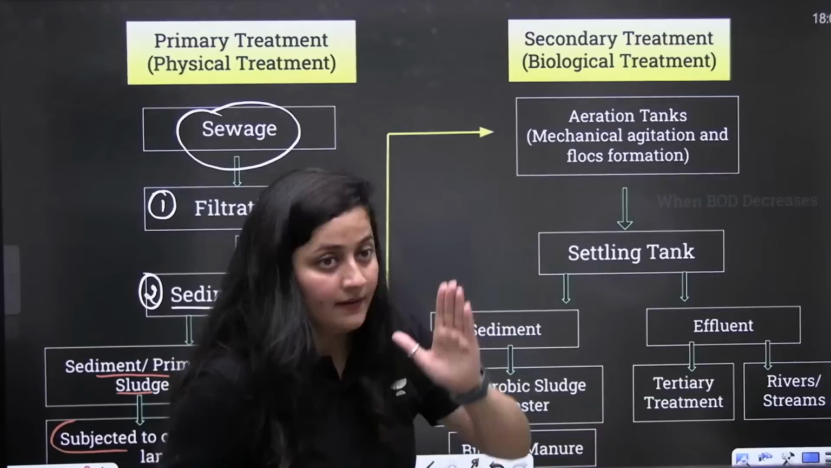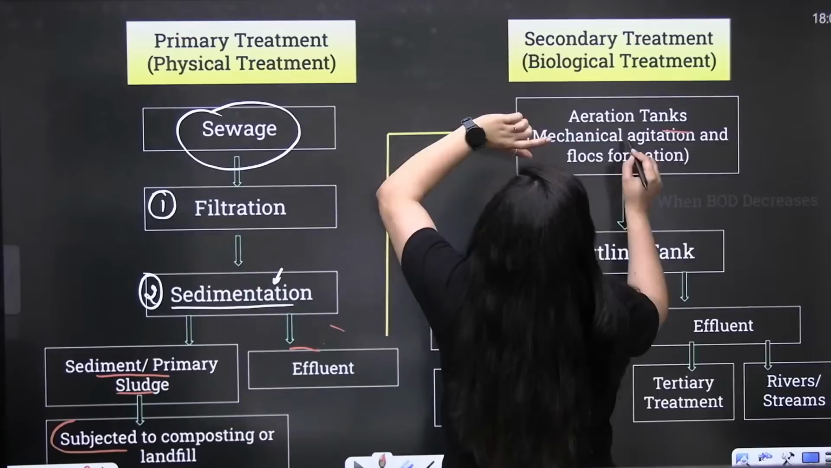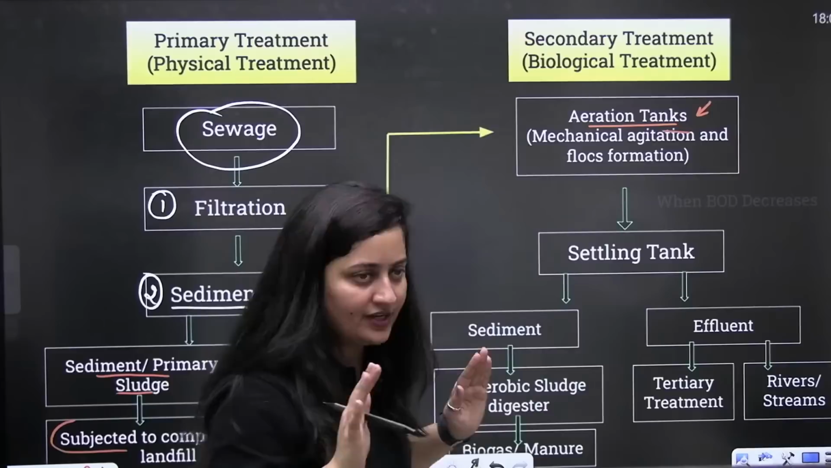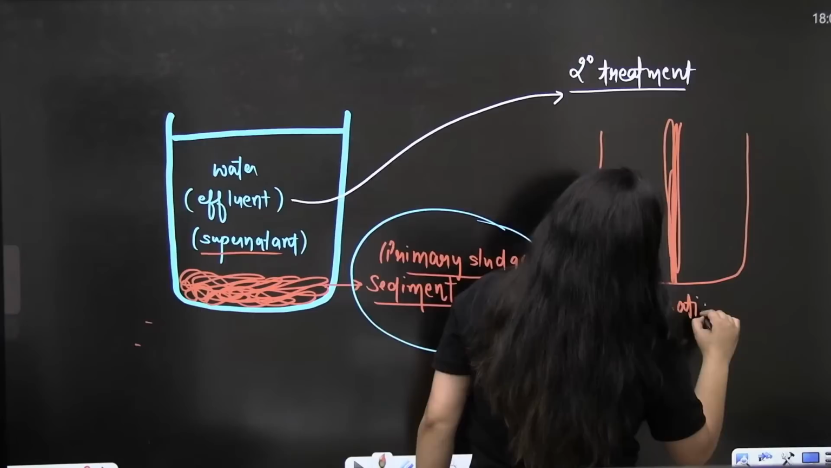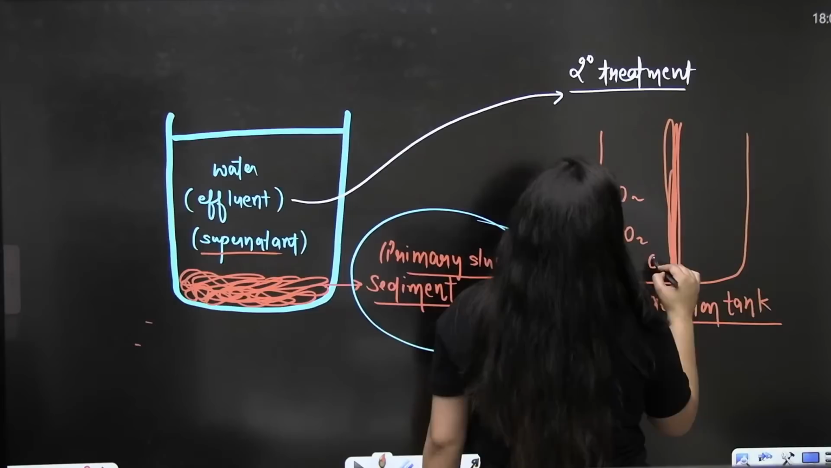Now, in the secondary treatment, we are having some tanks, that is aeration tanks. Here is the word, aeration tank. Let's imagine you are having some big tanks. Here we are having the source of air. Air is there means oxygen is available. So you are going to pass the effluent to this aeration tank.